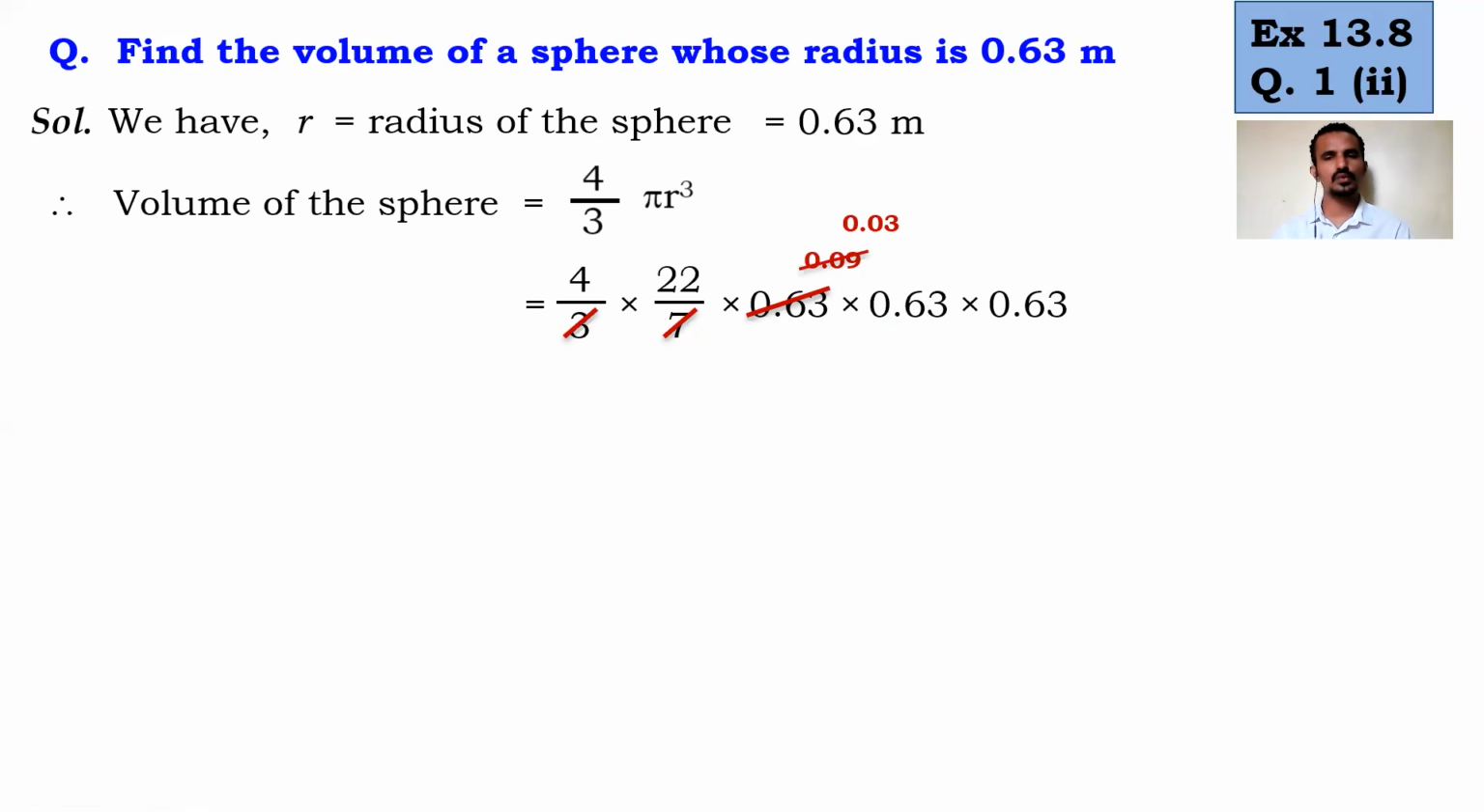Now it will take some calculation. So I'm giving you a minute. I want all of you to do it yourself and tell me the answer that you are getting. Multiply these numbers. 4 into 88, sorry, 4 into 22 multiplied by 0.03 multiplied by 0.63 multiplied by 0.63. Just do this.